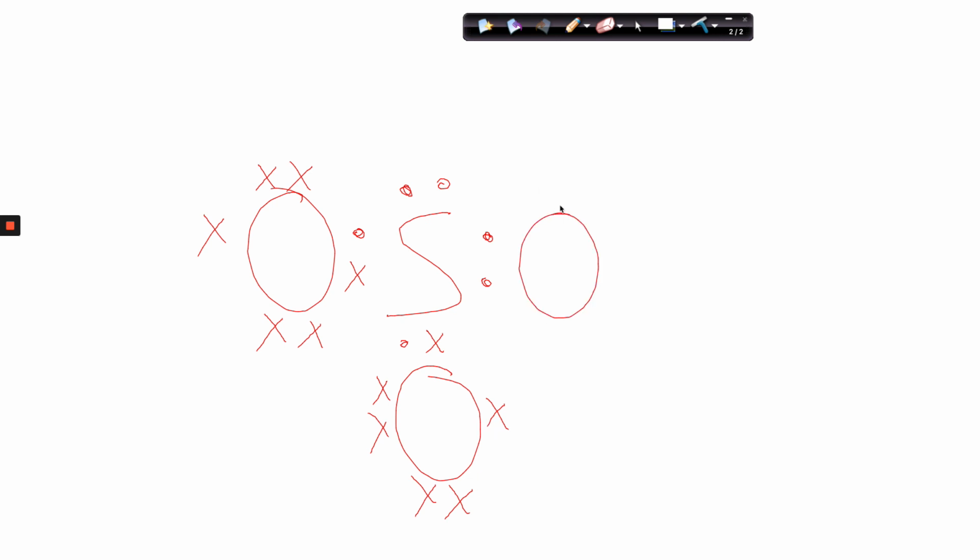Another oxygen comes in here, and it actually forms a covalent bond, but the 2 electrons that form the bond both come from the sulfur. And then another oxygen comes in here, and it does the same thing, forming a covalent bond where oxygen is not donating an electron to the bond.